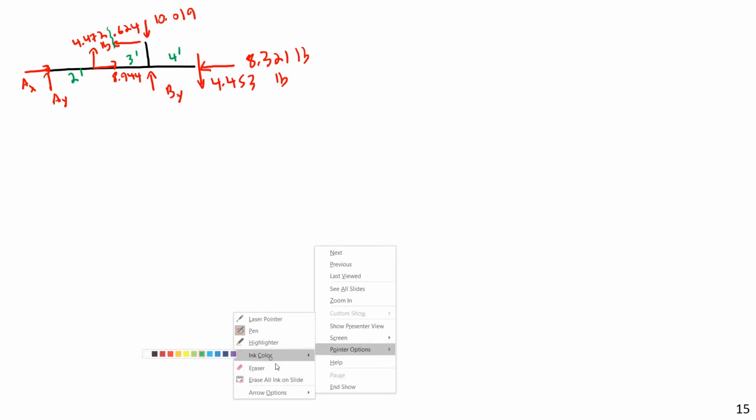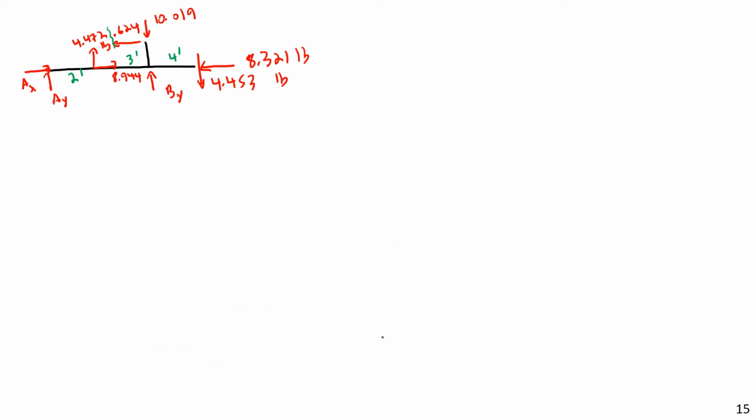Okay, so next, now all that's really left is to work through the equations of static equilibrium. So let's go ahead and just do this. Now I could do this all with balance of moments, but this is taking long enough, so I think I'll just jump to sum of forces. Summation of forces in the x direction. I'm going to have AX plus 8.944 minus 0.624 minus 8.321, and all of this is equal to 0.